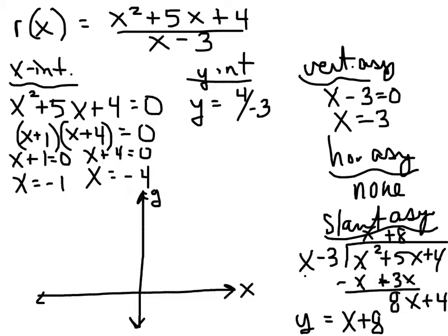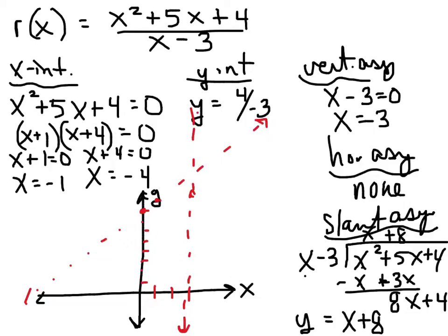If I put my vertical asymptote, first of all, I've got one at 3. That goes down here. And then if I put x plus 8 as a line, 1, 2, 3, 4, 5, 6, 7, 8, where it crosses, up 1 over 1 for the slope. So I have this thing coming in here like so. That's what it means by a slant, is the fact that it's going to be a diagonal.